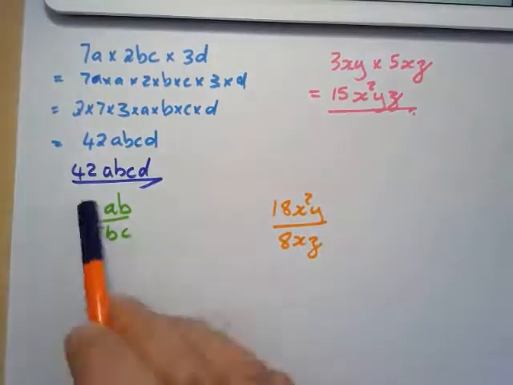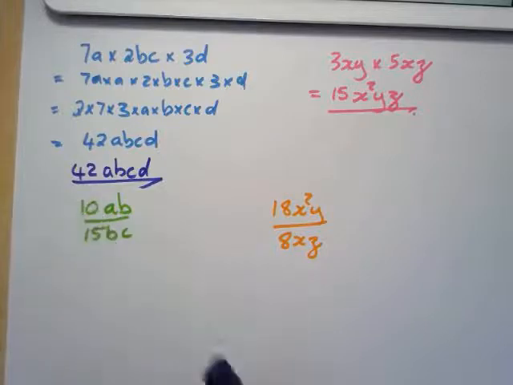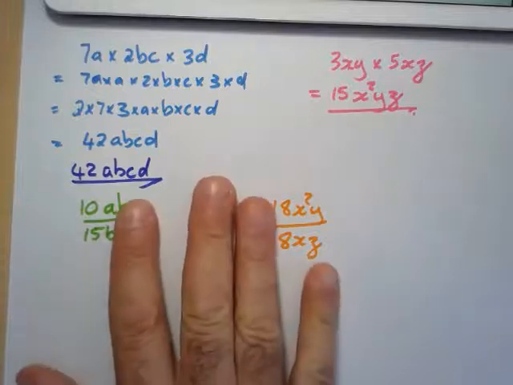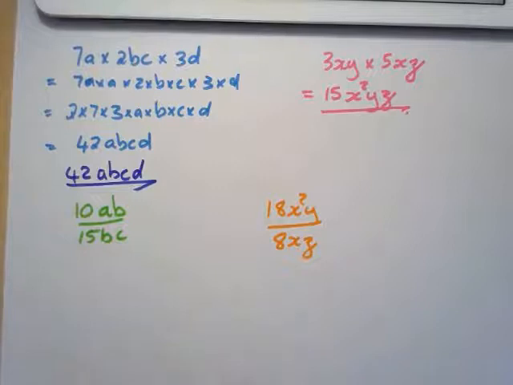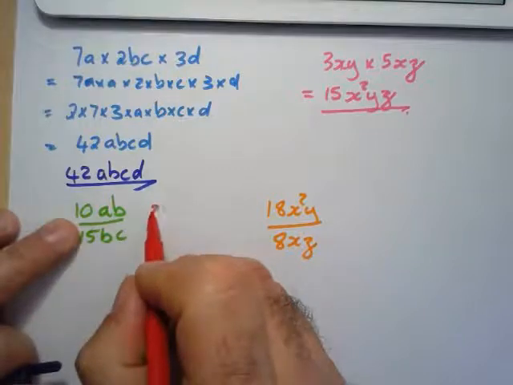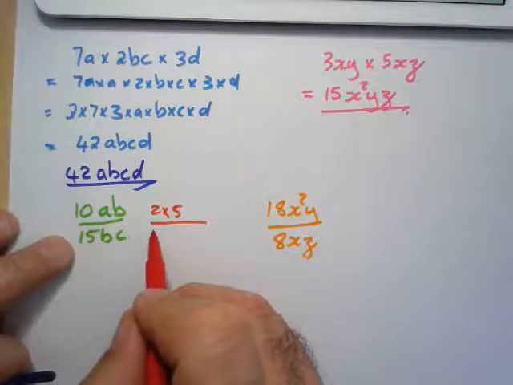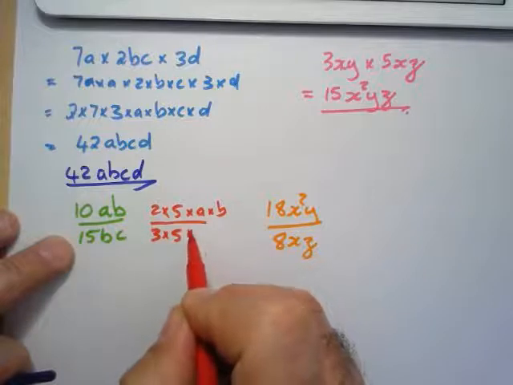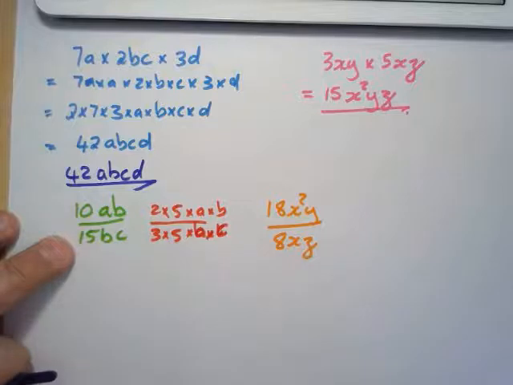Now, remember, all numbers are made out of factors. So when I simplify, if I divide by the highest common factor, what I actually do is I break these numbers up into prime factors. So I'll say 10 is 2 times 5. This is what I'm actually doing. You don't have to do this, please. This is just explanation. 10 is actually 2 times 5. And 15 is actually 3 times 5. And this is times a times b, and this is times b times c.